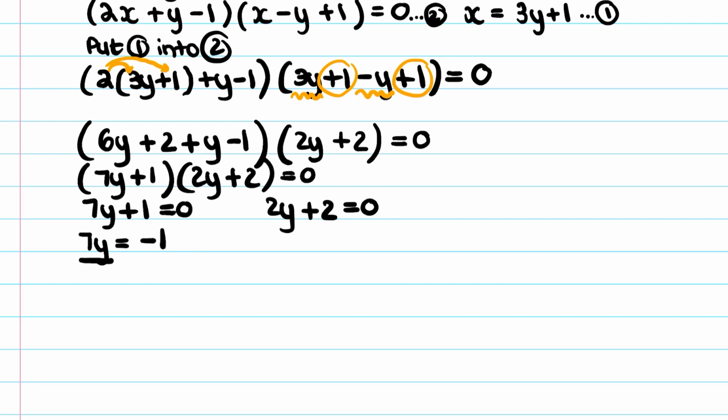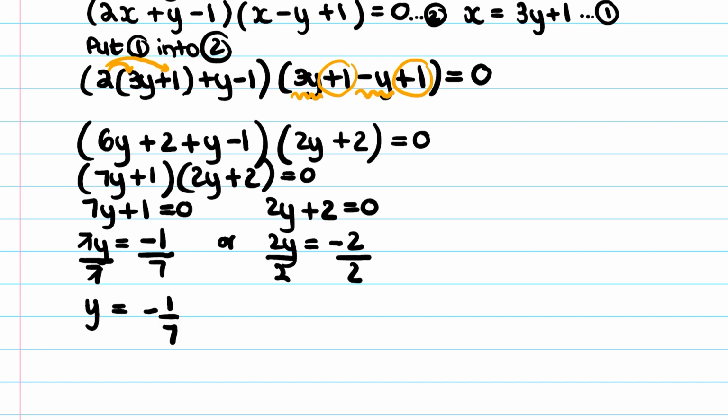So 7y is equal to negative 1. Then to get y alone, I'm going to divide by 7. But what I do on the one side, I must do on the other as well. So these 7s will cancel out. So I'm left with y is equal to negative 1 over 7. Or we have our 2y is equal to negative 2 because we took it over the equal sign. I'm going to divide both sides by 2 because I want y alone. These will cancel out, so I'm left with y is equal to negative 1. And these then are your y values.